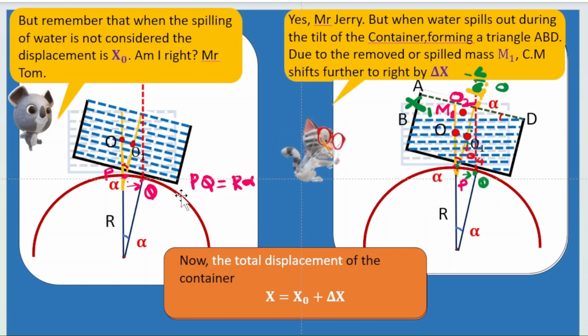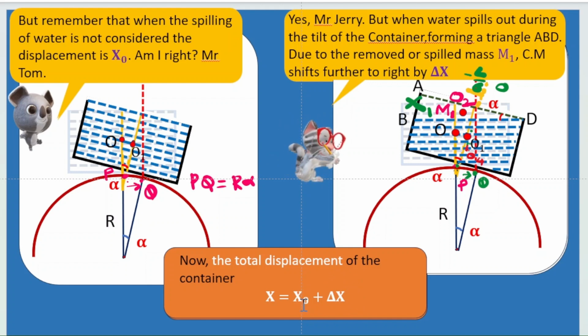Right? The displacement of contact point PQ is equal to R alpha. Okay, it is done. But the displacement of the center of mass we have to calculate in two steps. One is due to tilting and the second one is due to spilling of water during the tilt. Therefore, the total displacement x is equal to the displacement due to the tilt, x naught, plus the displacement due to the spilling mass, delta x.